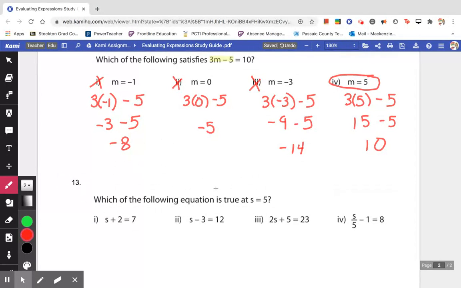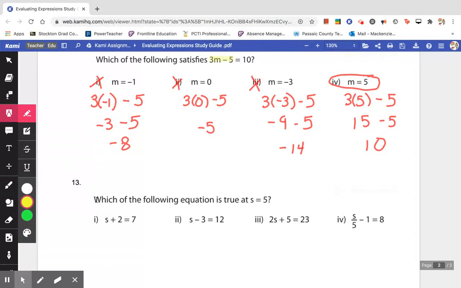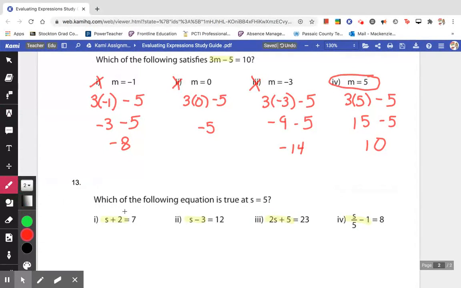So we're going to plug s into all of our expressions. I'm going to highlight the actual expressions. So s plus 2 is our first expression, then s minus 3, 2s plus 5, and s over 5 minus 1. We're going to plug s into all of those and see which ones will give us an answer on the other side of the equation. So s plus 2 is 5 plus 2 equals 7. If we notice, we get 7 equals 7. So that's actually going to be our answer.